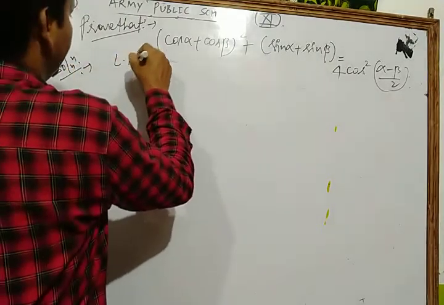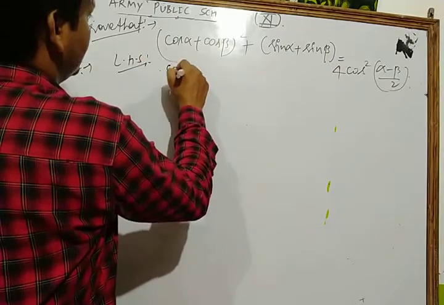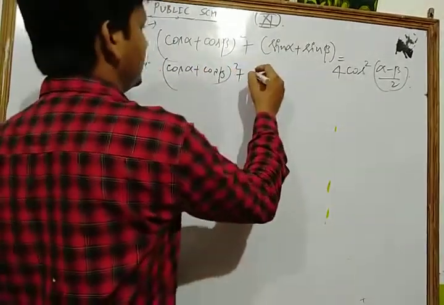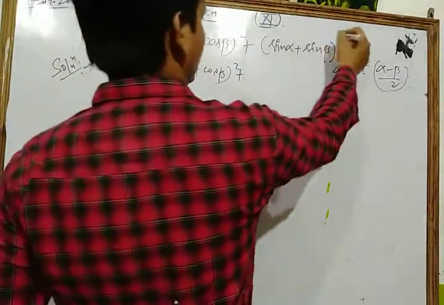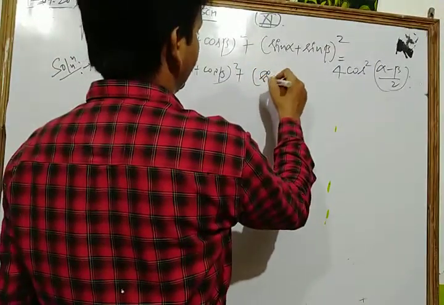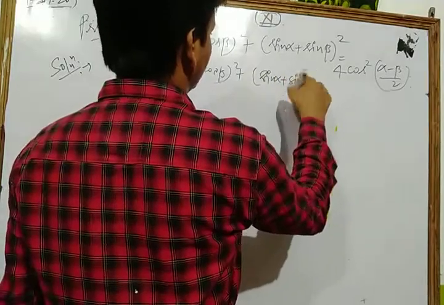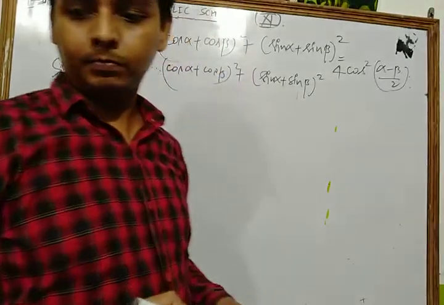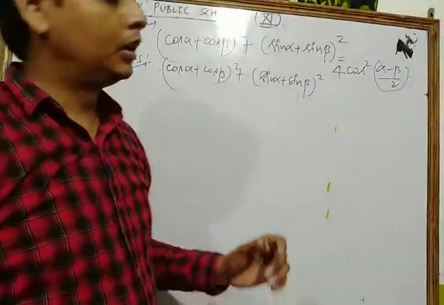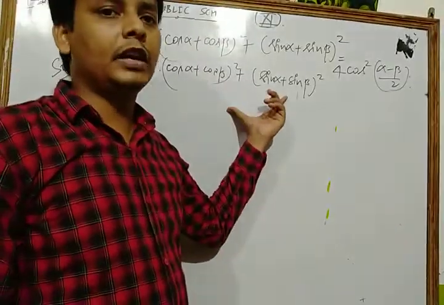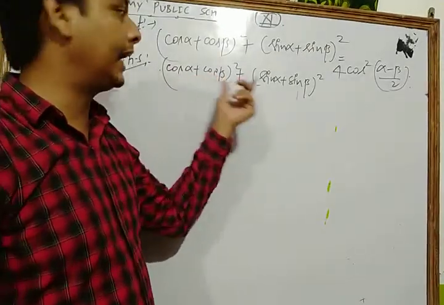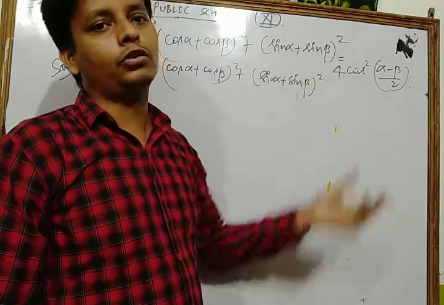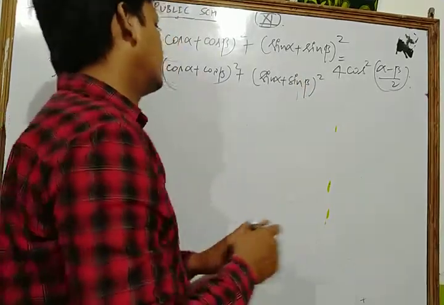First of all, we take the LHS, left hand side, that is (cos alpha plus cos beta) whole square plus (sin alpha plus sin beta) whole square. Now here first we apply the formula of cos c plus cos d, and in that part we apply the formula of sin c plus sin d, and solve that equation. Now let's see.